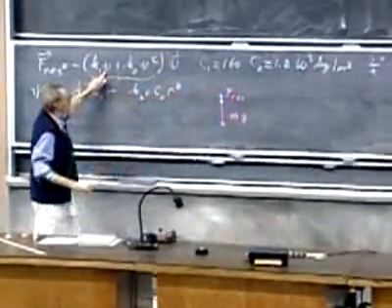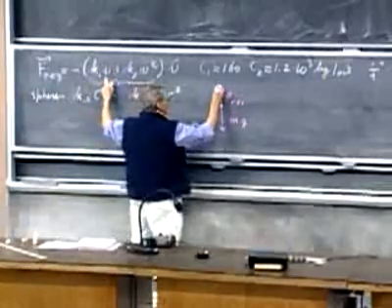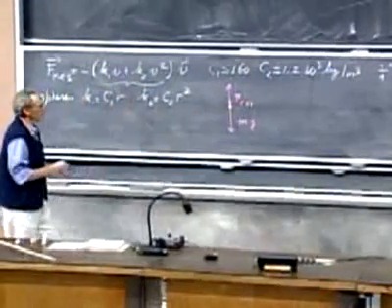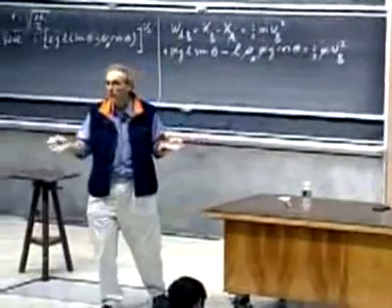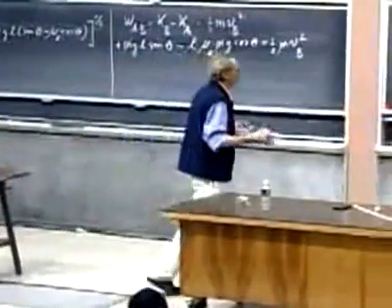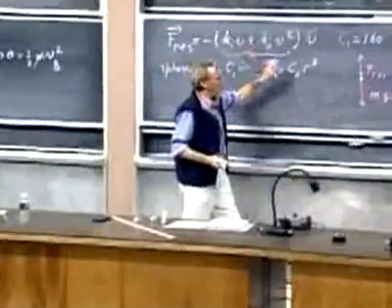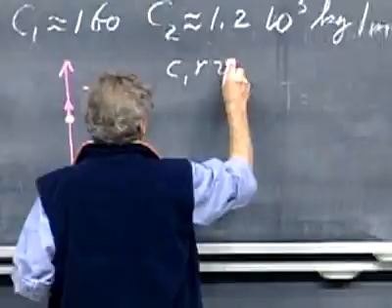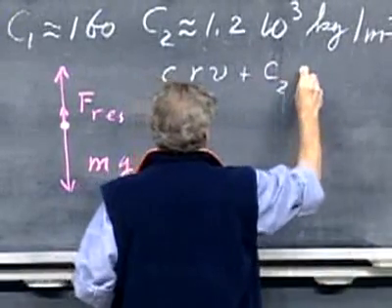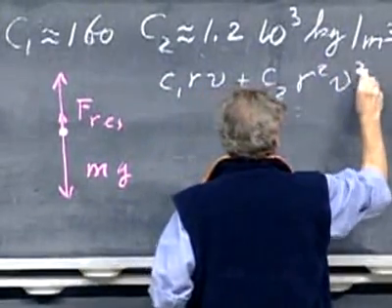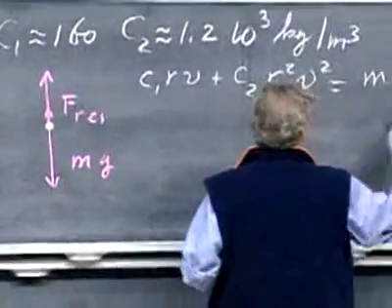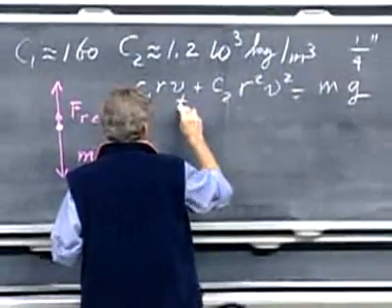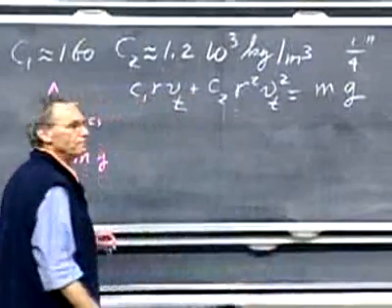As the speed builds up, the resistive force will grow, and there comes a time that it's equal to mg, and then the object will not be accelerated anymore, and it will have what we call the terminal velocity. And so what are the conditions for terminal velocity? That this term equals mg. In other words, that c1 r v plus c2 r squared v squared becomes equal to mg. And when that's the case, then we have reached the terminal velocity.